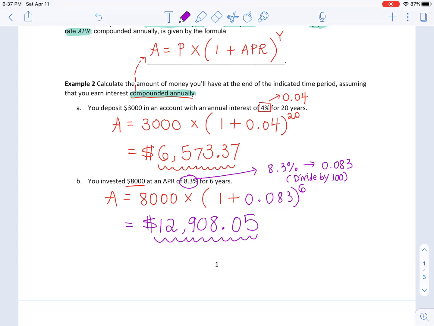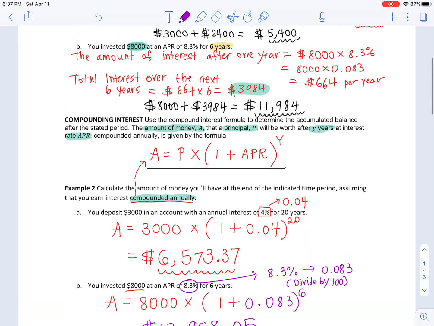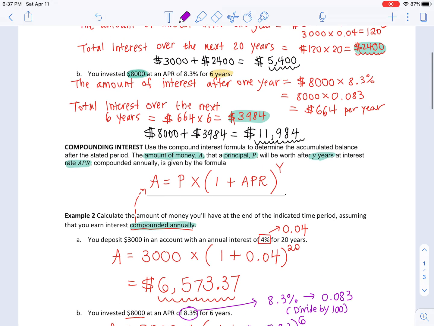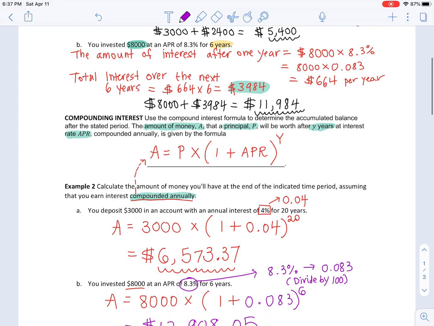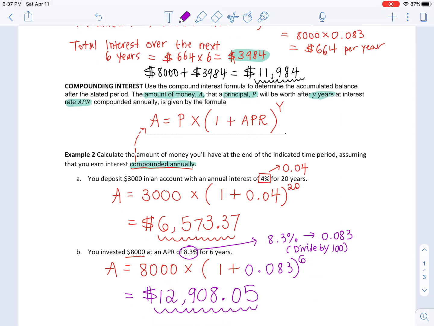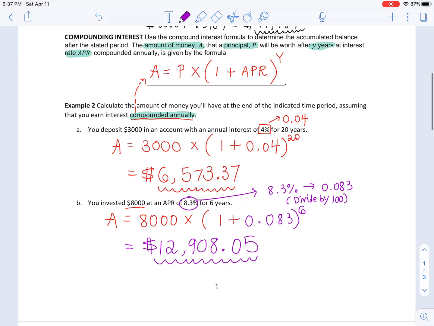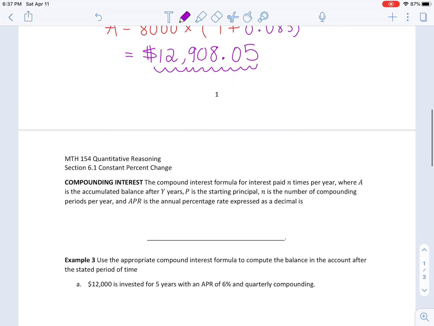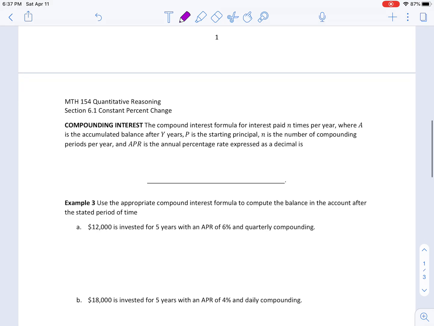So let's talk about the best case, compounding more frequently. In 6.2, we'll talk about compounding continuously. If this one was compounding annually, you can also compound semi-annually, quarterly, monthly or even daily. If you see those keywords, you're going to have to go with the third formula.